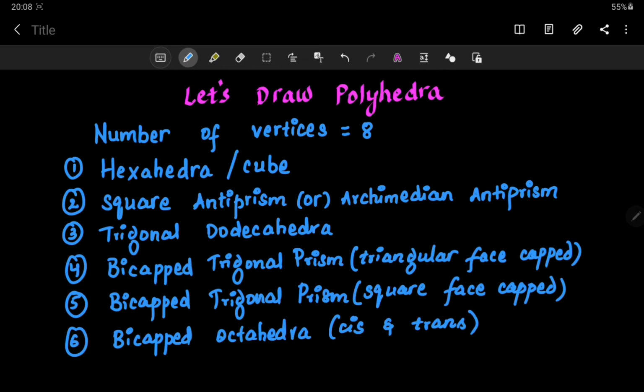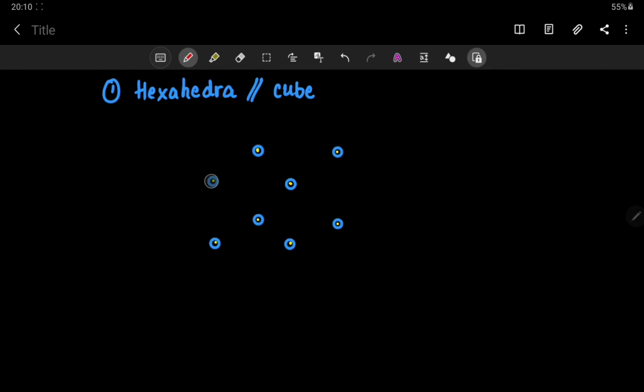Now let me begin with hexahedra or a cube. For hexahedra or a cube, the 8 vertices are placed in 2 planes. These 2 are square planes. First let me draw one square plane, and then I'll join it to the other square plane of the vertices. As we join, we can see that there are square faces that are being formed, no triangular face.